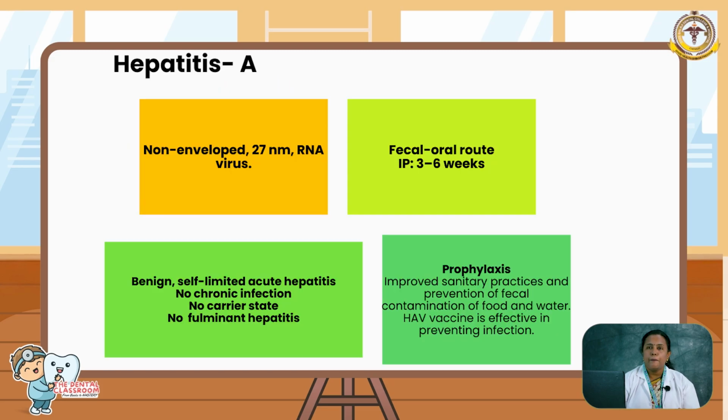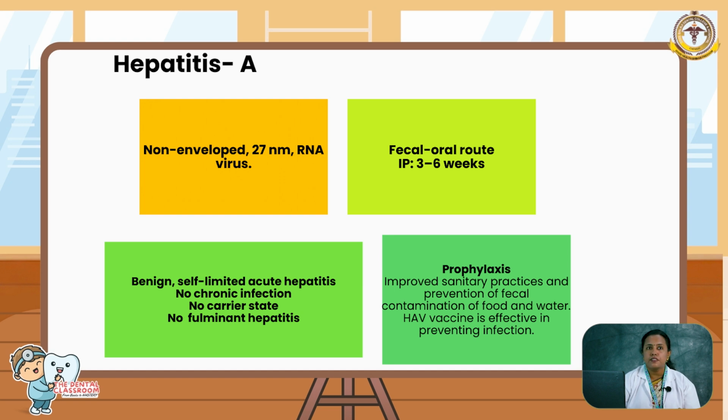hepatitis E. Hepatitis A. Hepatitis A is a non-enveloped 27 nanometer RNA virus. It transmits by the fecal-oral route. Incubation period is 3 to 6 weeks. It is a benign, self-limited acute hepatitis. There is no chronic infection, no carrier state, no fulminant hepatitis in hepatitis A.